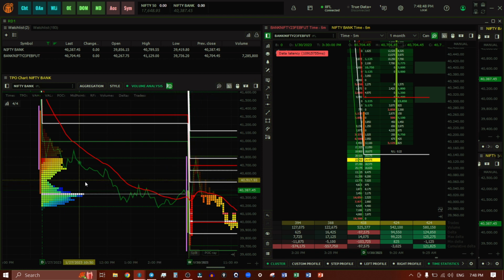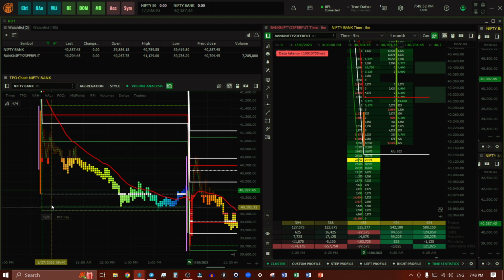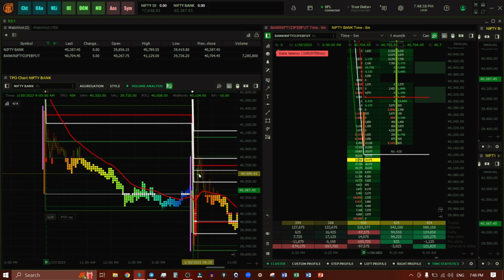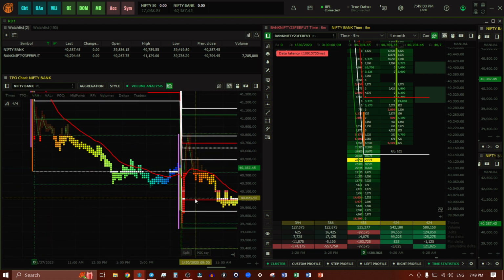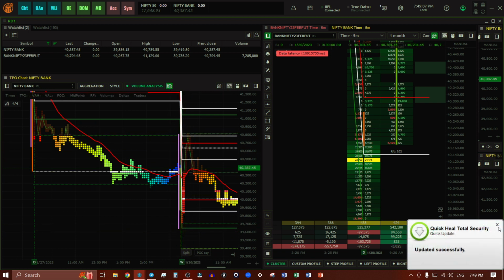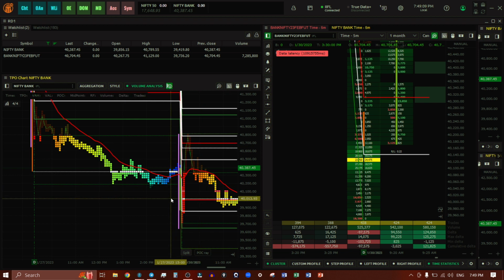So the market actually gave you those particular targets here. This is the initial balance low. The market gave you the target in the morning over here. So whatever I told you, the market actually gave you the move, and your day was done with bigger profits in the morning itself.